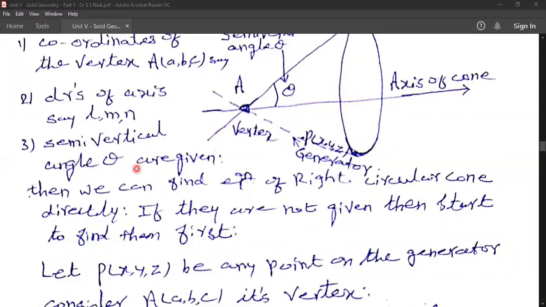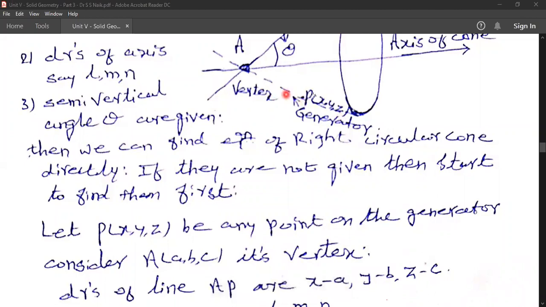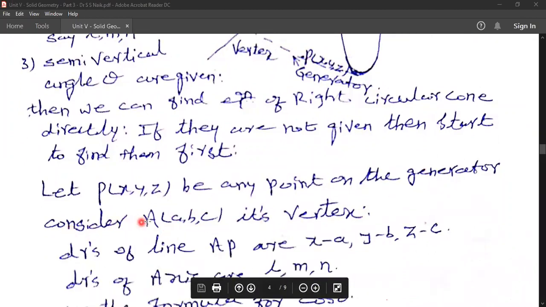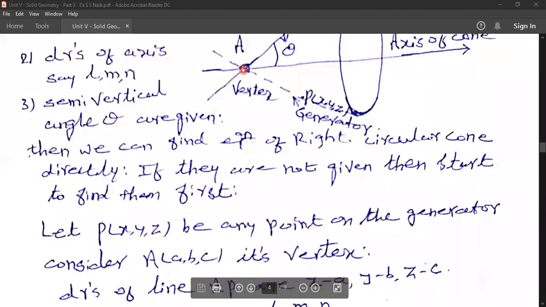Now how to find them? To find them, when they are not given, we start by finding them first. That is what we do. Let P of XYZ be any point on the generator. Okay, here you are having a point P, for example. So this is a generator. So we take a point P of XYZ. Okay, consider ABC. This is the vertex.